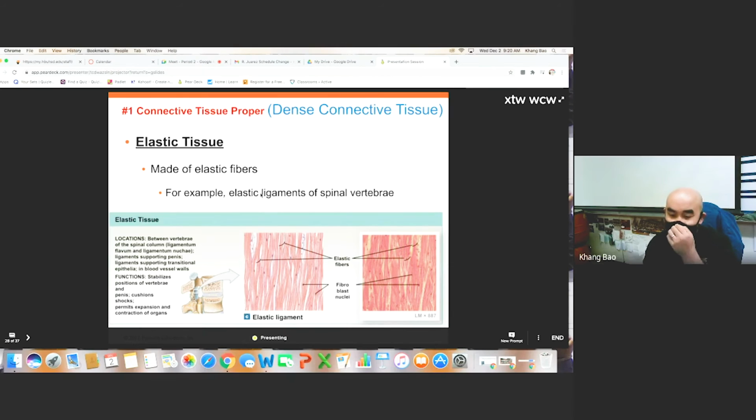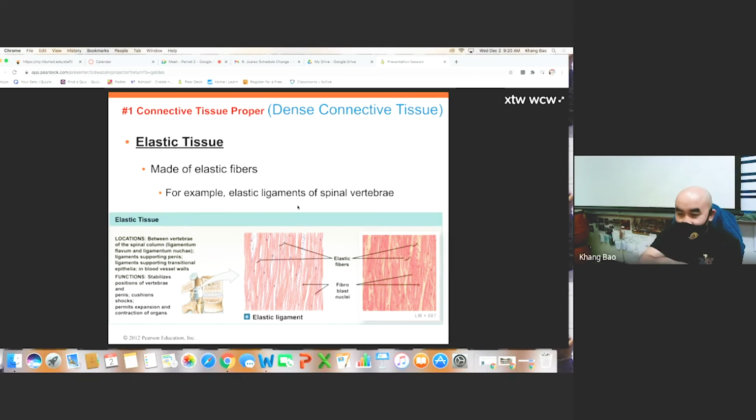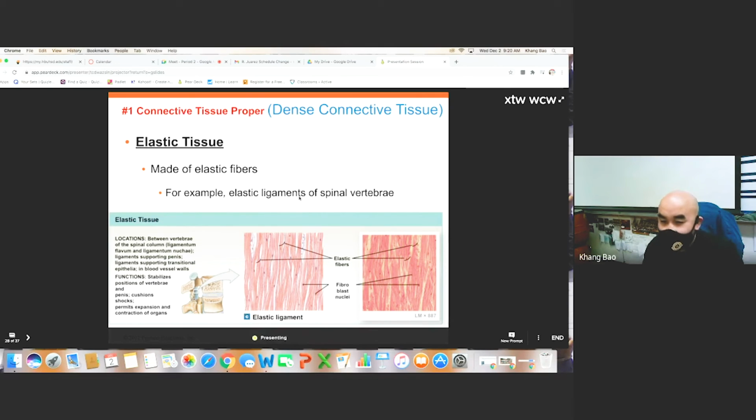And the last thing is, of course, elastic tissue. Elastic tissue contains a lot of elastic fiber, and it's for bouncing things, right? For things to absorb shock. And they tend to be found within your spinal cord. Your spinal cord has to hold all that weight, right? So it has to absorb the shocks, right? And that's your elastic tissue. And again, it's still part of your connective tissue proper.